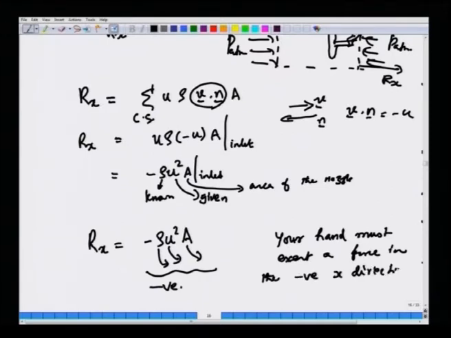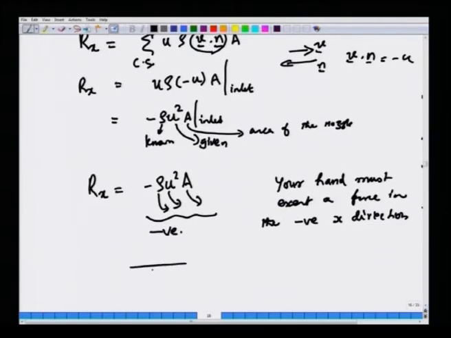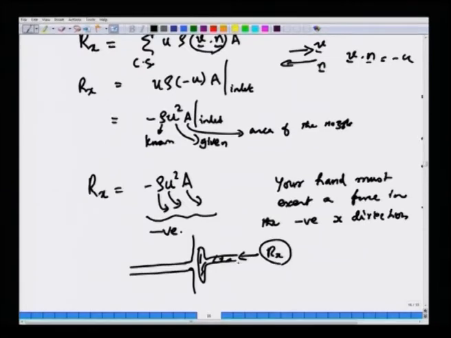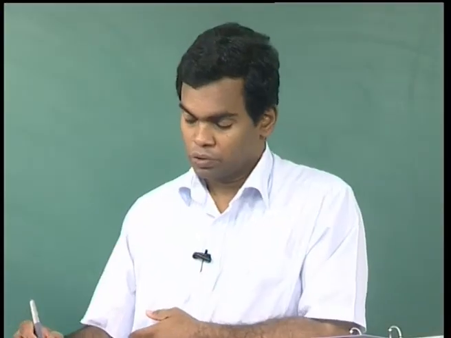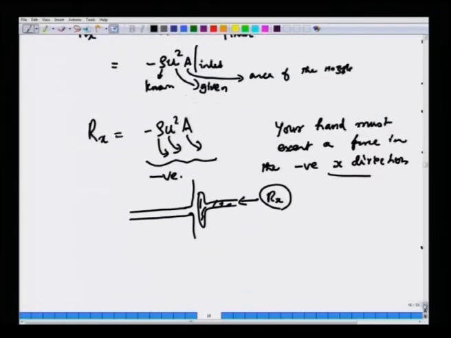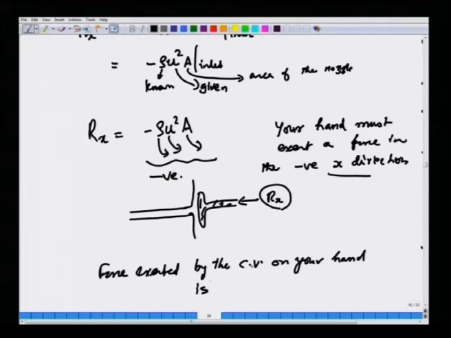Which completely agrees with our intuition, because the jet is impinging on the surface in the plus x direction. In order for you to keep the solid surface stationary, you should of course resist it with a force in the minus x direction. So, that is clear. The force exerted by the CV on your hand is the negative of R x, which will be rho u squared A, that is the answer.